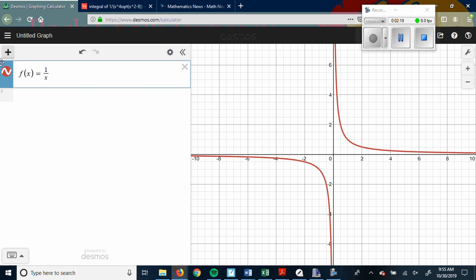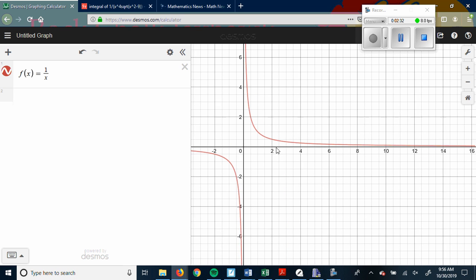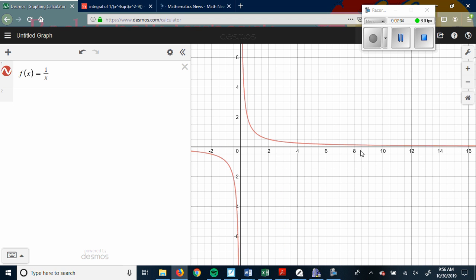All right, so let's see. If we look at the graph here and we integrate from 2 all the way out this way, you can see that it gets smaller and smaller and smaller, but there's infinitely many values there. It gets so big that we can't count it. Okay, let's look at another example.